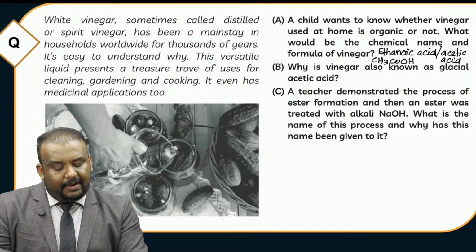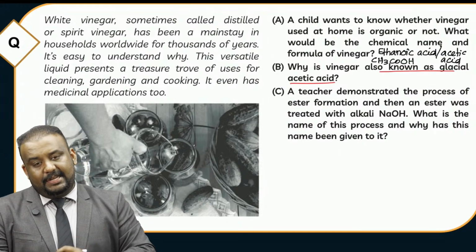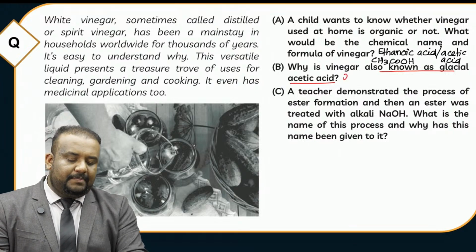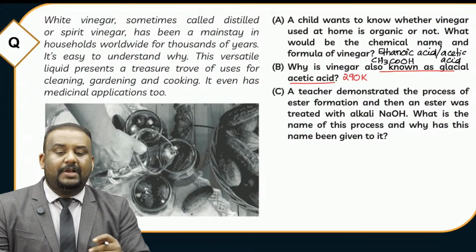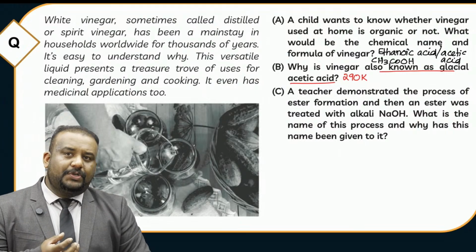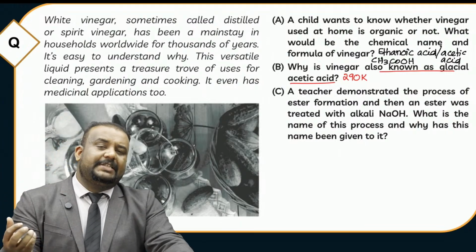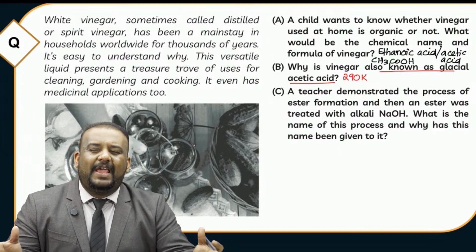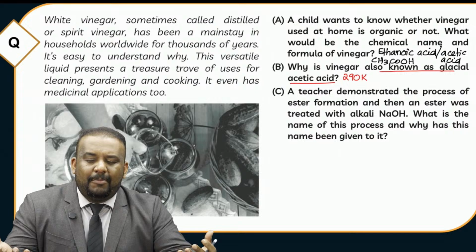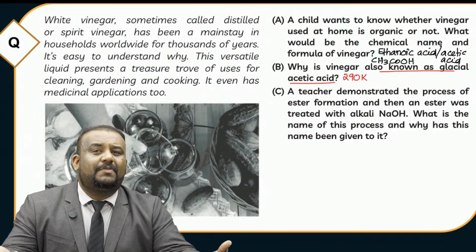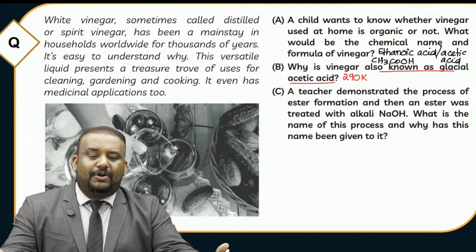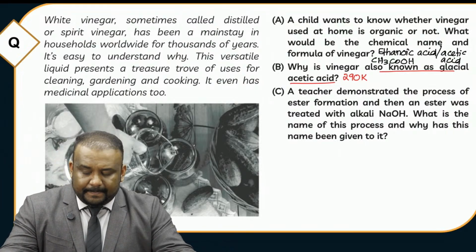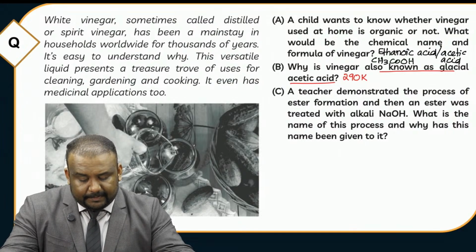Now, why is vinegar also known as glacial acetic acid? This is a very important question. You know that acetic acid has a freezing point or a melting point of 290 Kelvin. So due to this relatively high freezing point, in winter it freezes and forms snowy flakes in the bottle, which gives the appearance of a glacier. So that's why it is known as glacial acetic acid. Is it clear? That's a very, very important question.